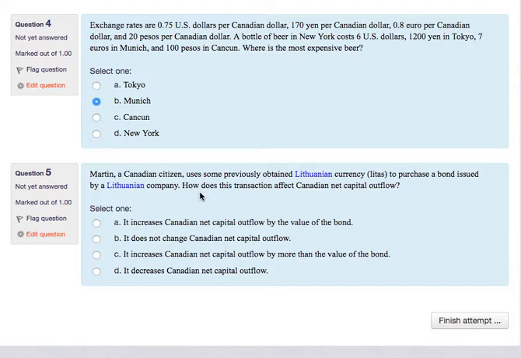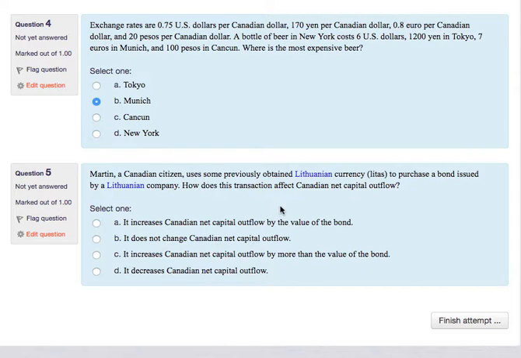Martin, a Canadian citizen, uses some previously obtained Lithuanian currencies to purchase a bond by a Lithuanian company. How does this transaction affect Canadian net capital outflow? So the thing that you have to note from this is he already had this currency. He already had this country's money. So he's not going through foreign exchange to try to obtain more money and there's money flowing out. This money had already flown out. And he just made a purchase with it.